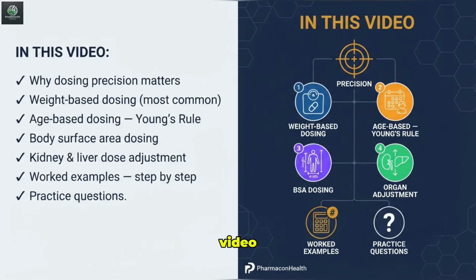By the end of this video, you will understand why dose calculation matters and what happens when it goes wrong. You will be able to use weight-based dosing, the most common method in clinical practice. You will apply Young's rule for age-based dosing in children. You will calculate doses using body surface area with the Mosteller formula. You will know how to adjust doses when the kidneys or liver are not working properly. And you will work through fully solved example calculations for each method, step by step.